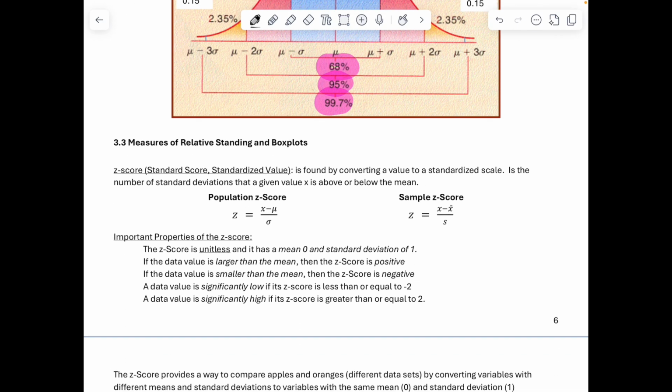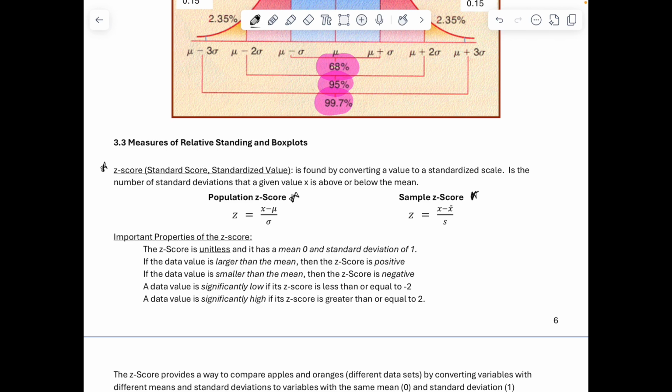Section 3.3 is on measures of relative standing and box plots. So the first thing that we have is what's called a z-score. And a z-score, or a standard score, or a standardized value, is found in converting a value to a standardized scale. This is the number of standard deviations that a given value x is above or below the mean. So the population z-score is going to be the data value x minus the mean divided by the standard deviation. And you'll notice it's the same for the sample, except the notation is going to be x bar and s representing your mean and your standard deviation.